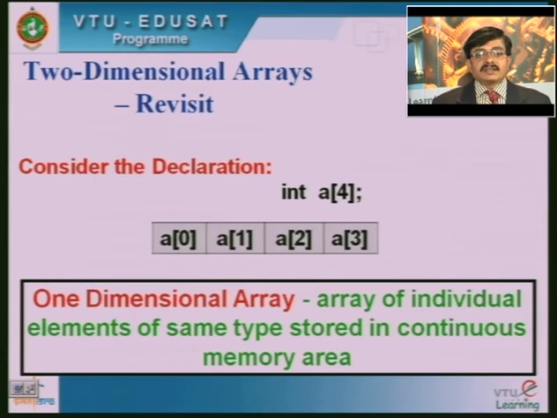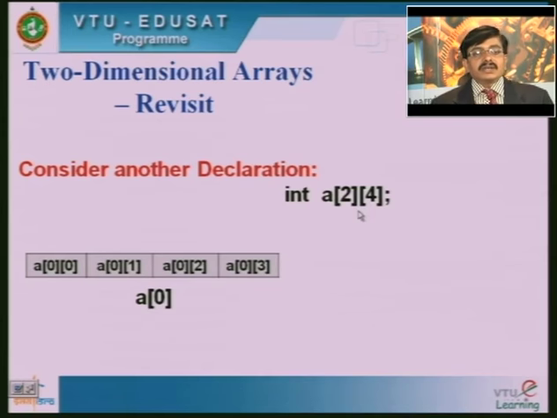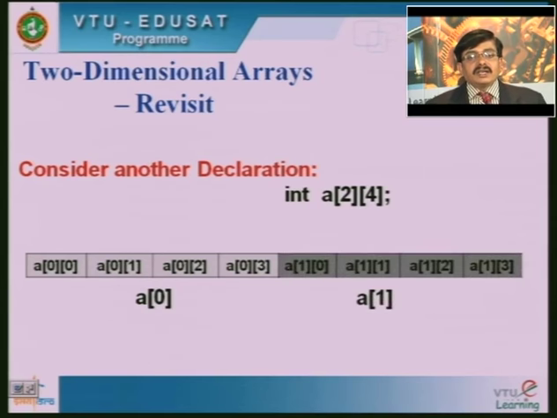Now when you come to two-dimensional arrays, the declaration is like int a[2][4]. Here a is the name of the array, int is the data type, 2 is the size of the row, and 4 is the size of the column. Here we have 2 rows, and each row has 4 elements. So a[0][0], a[0][1], a[0][2], a[0][3] are the 4 elements of the 0th row, immediately followed by a[1][0], a[1][1], a[1][2], a[1][3], which are the 4 elements of the second row.